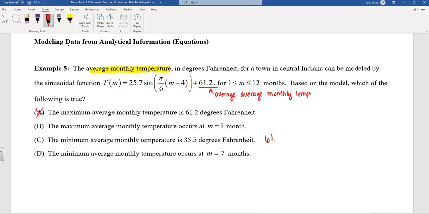Amplitude, very good. So if I take 61.2 and I subtract the amplitude, that should give me the minimum value, right? So that's going to give me 5, borrow again. And look at that, 35.5, right? So the minimum value here should be 35.5. C needs to be our answer for this one. The other two are going to be much more difficult to consider.